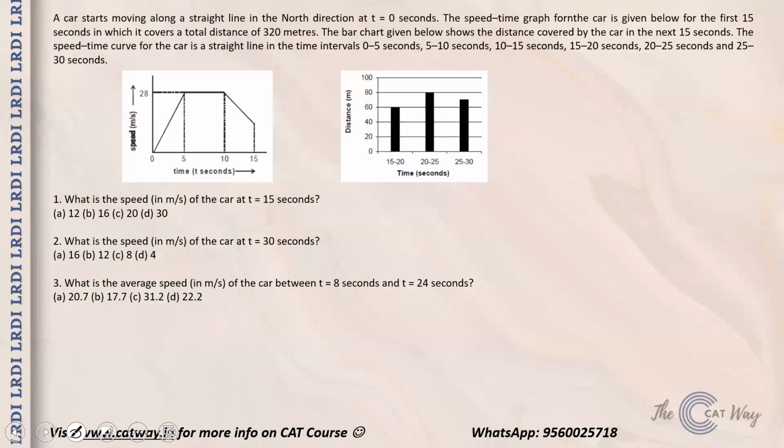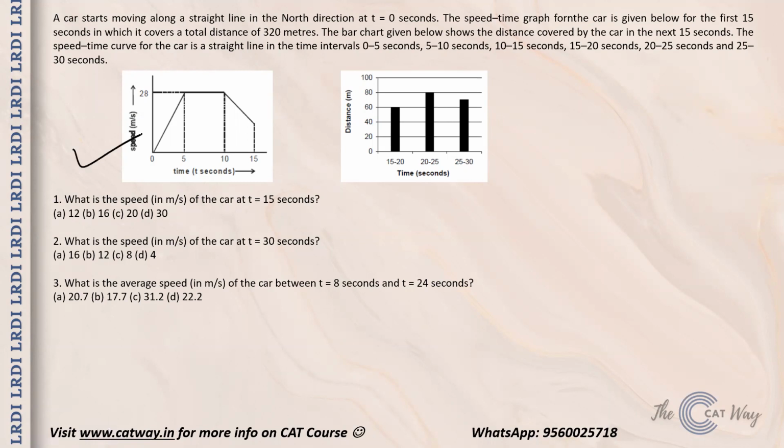Now, what do we have today is that a car starts moving along a straight line in north direction at t is equal to 0 seconds. The speed time graph for the car is given below for the first 15 seconds, in which it covers a total distance of 320 meters. Now, the bar chart given below shows the distance covered by the car in the next 15 seconds. The speed time curve for the car is a straight line in the time interval 0 to 5 seconds, 5 to 10 seconds, 10 to 15, 15 to 20, 20 to 25, and 25 to 30 seconds.